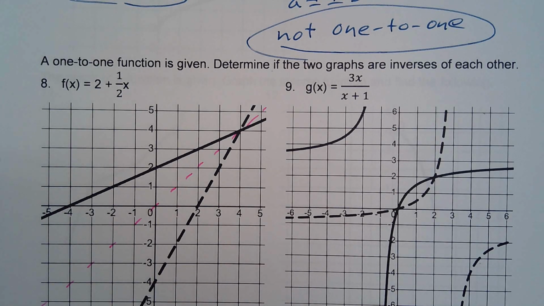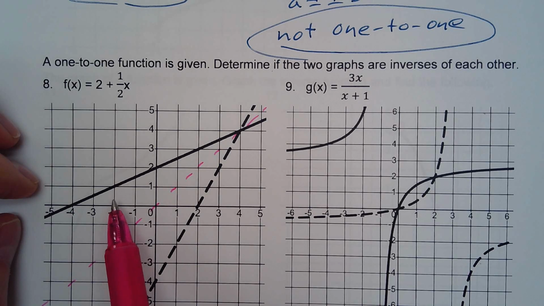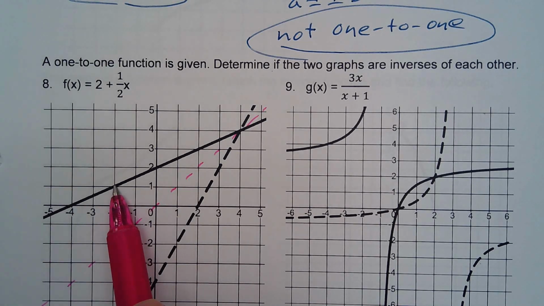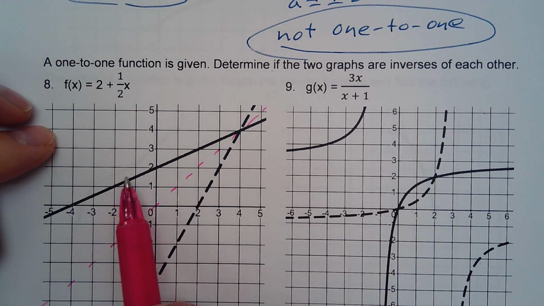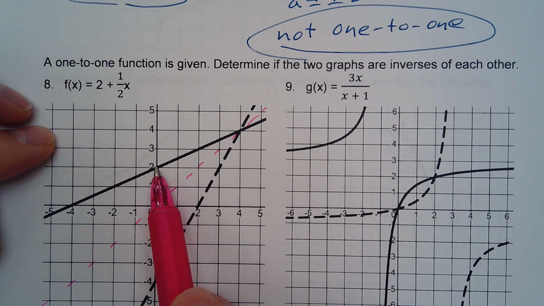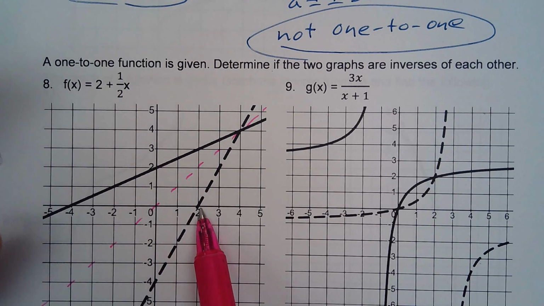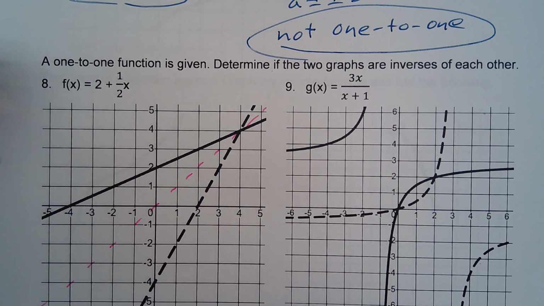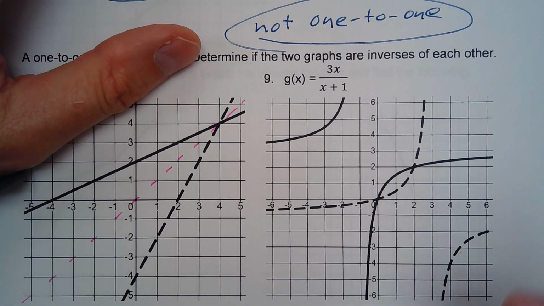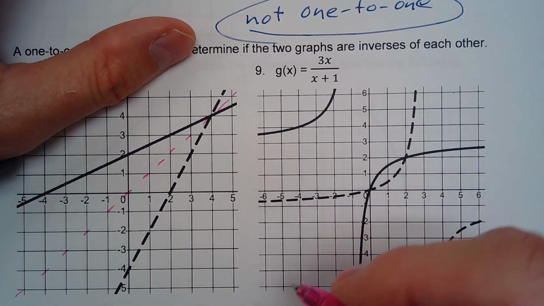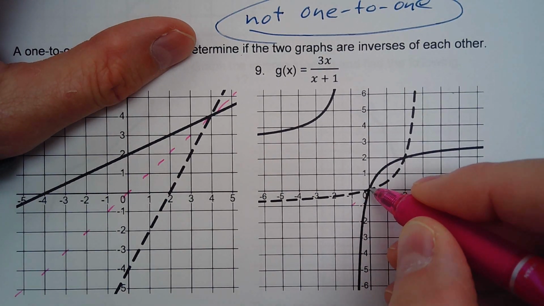Just to verify, I'm going to take a couple points. Like here, negative 2, 1. If I switch the coordinates, 1, negative 2, it's there. 0, 2, switch the coordinates to 2, 0. So it looks like this is lining up. Let's check number 9. Again, I'm going to draw on that y equals x line.